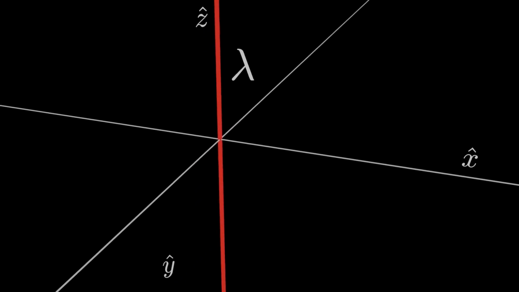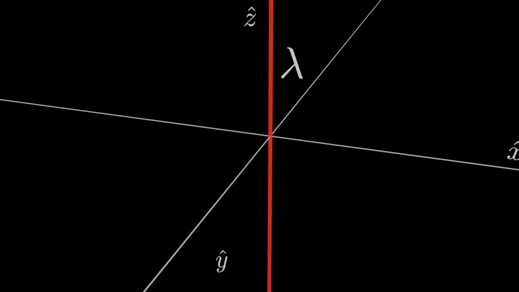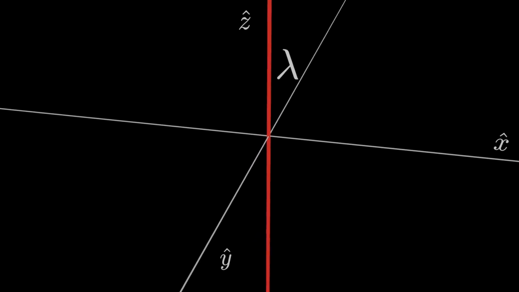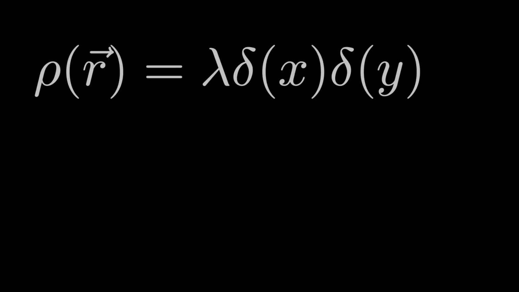We need to localize it, though, for x and y. We don't have any charge anywhere off of x equals 0 and y equals 0, because it's running along our z-axis. So modeling our charge density would just be lambda times delta x centered at 0 and delta y centered at 0.